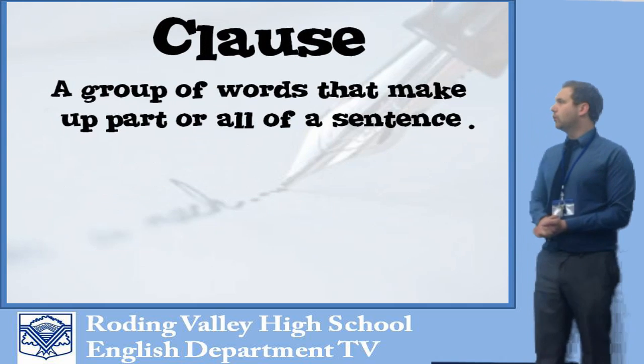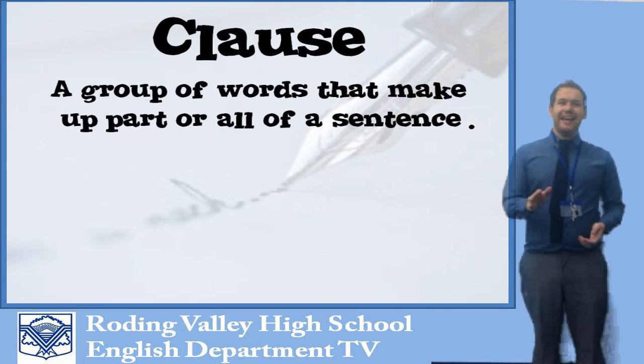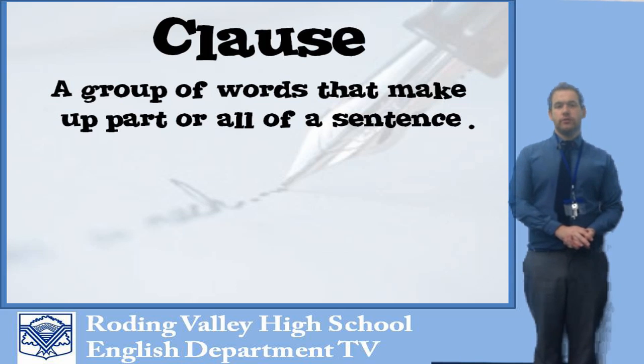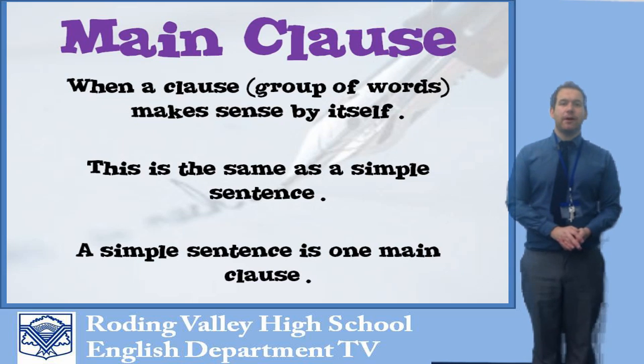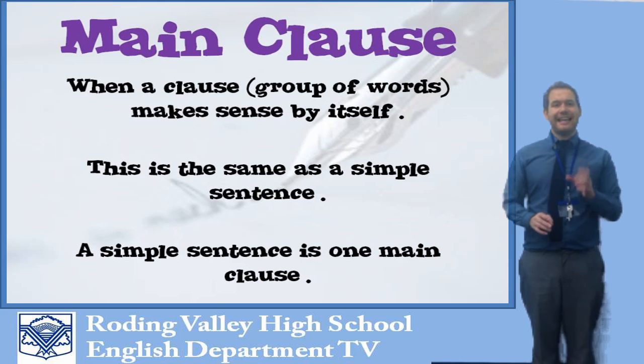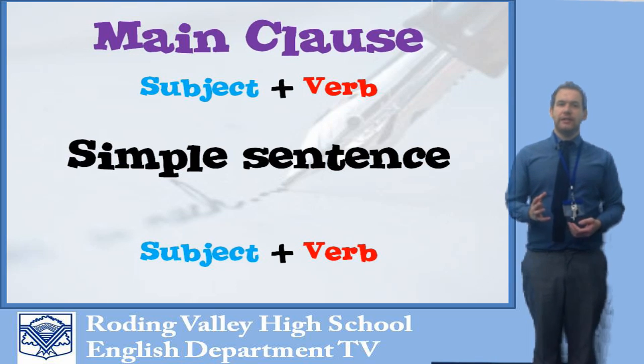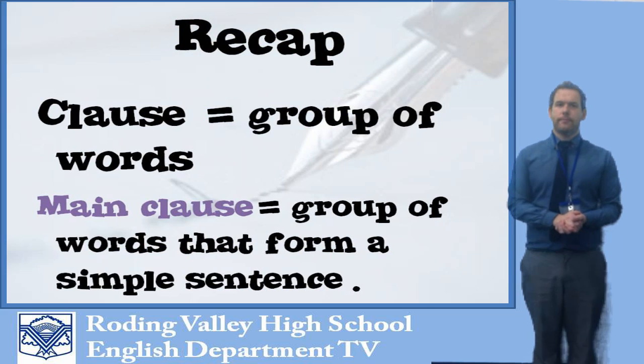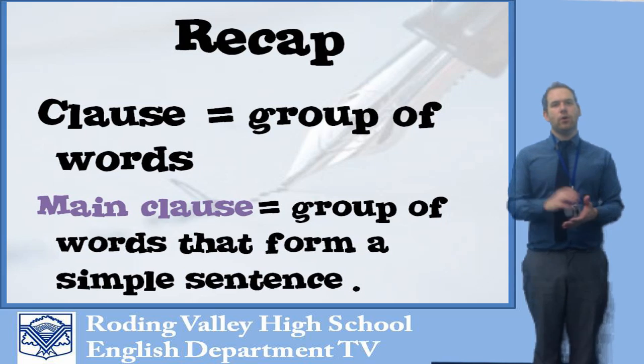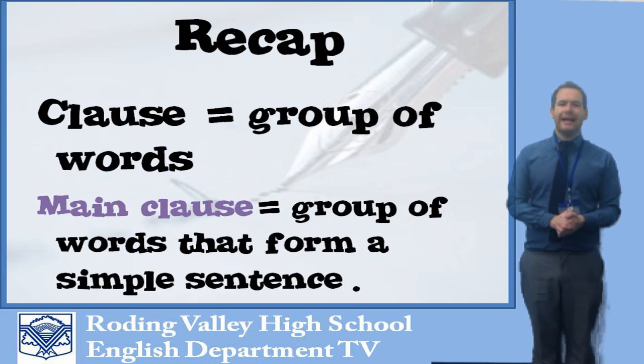I will be using this word a lot, clause. It's a simple term that's given to a group of words. The group of words may make up part or a whole sentence. A main clause is a group of words that make sense by themselves. They make a whole simple sentence. In fact, a simple sentence is a main clause. The two are identical. They both contain a subject and a verb. So just a quick recap. A clause is simply a term for a group of words, and a main clause is a group of words that form a simple sentence.